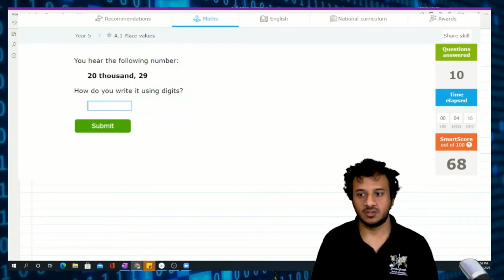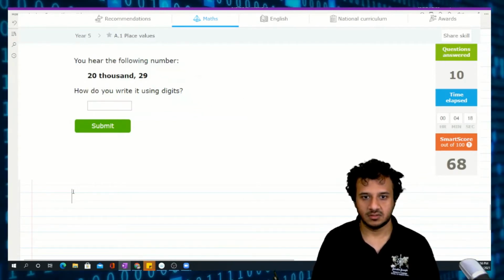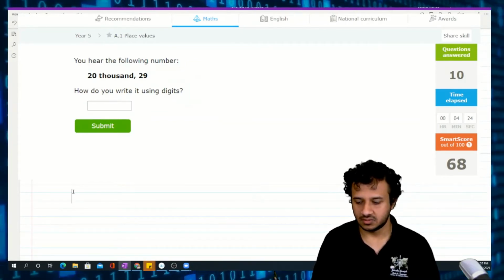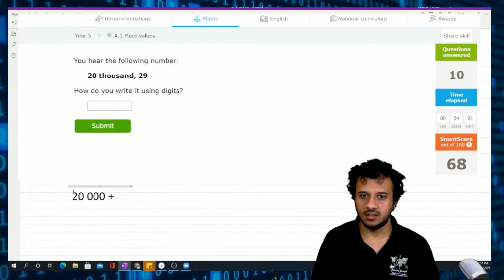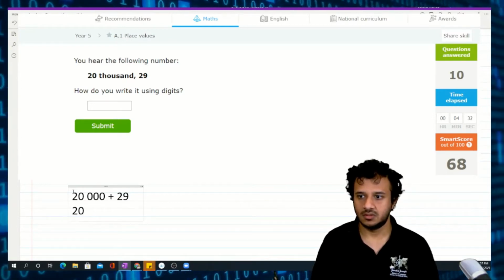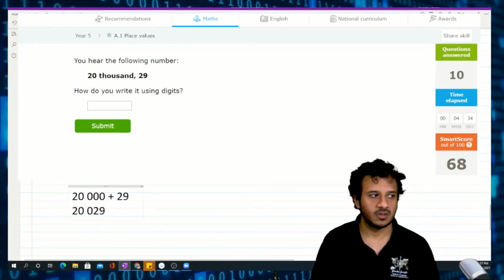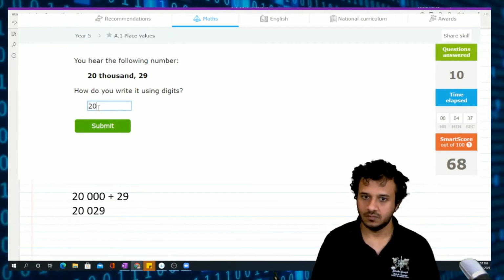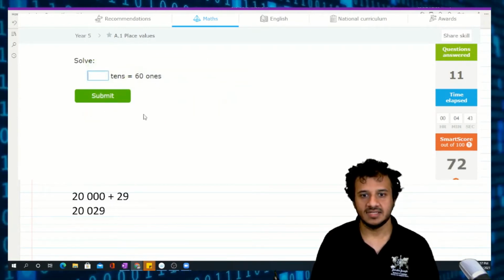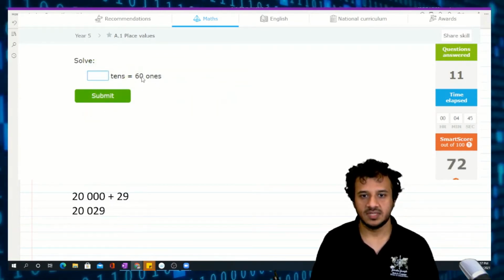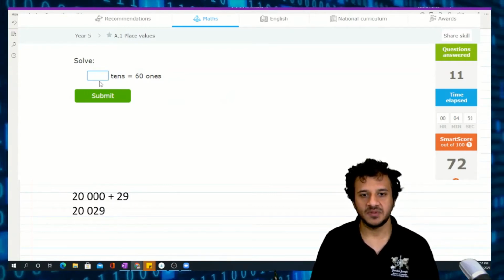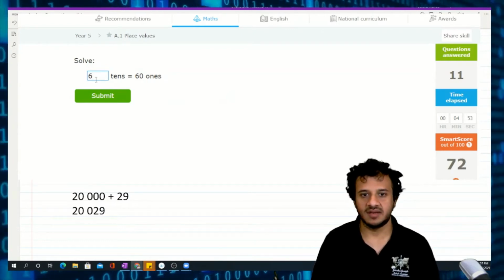20,000. So let's write down 20,000. How do you write this digit? So 20 thousands and 29 more. 20,000 and 29 will be 20,029. Then 60 ones. 60 ones means 60 times 1. 60 times 1 is 60. Then what times 10 is 60? 6 times 10. Easy.